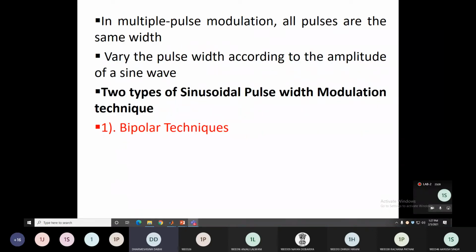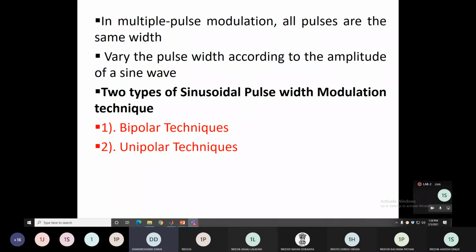Now let's see what the different types of sinusoidal pulse width modulation techniques are. There are two types in this case. One is the bipolar PWM technique and the other is the unipolar PWM technique. So let's understand both techniques one by one, compare them, and finally give the conclusion about which of these sinusoidal pulse width modulation techniques is better than the other and why. And we justify this answer.